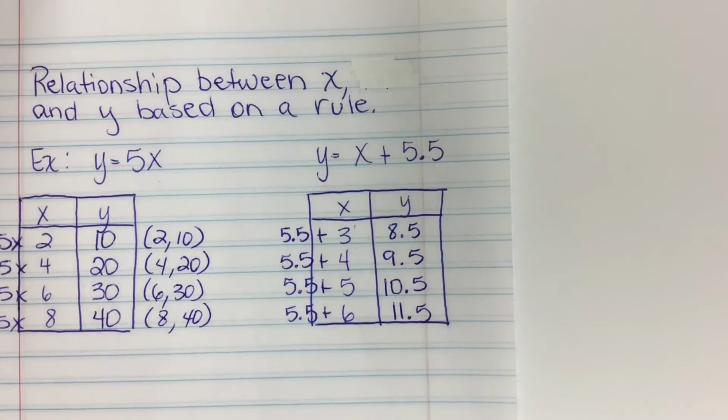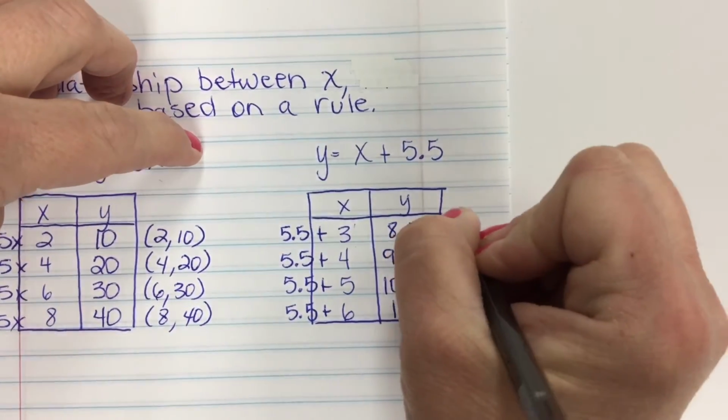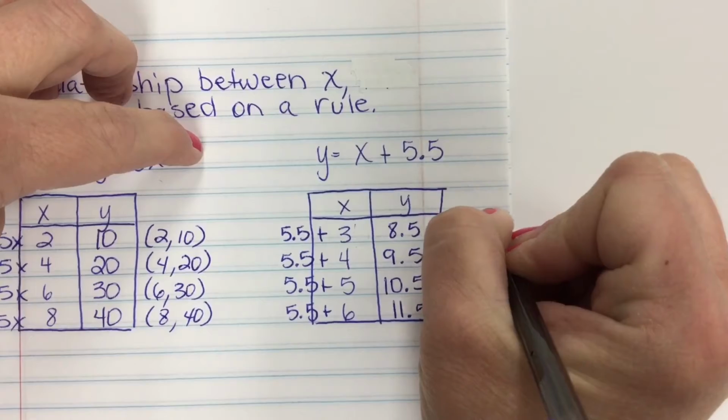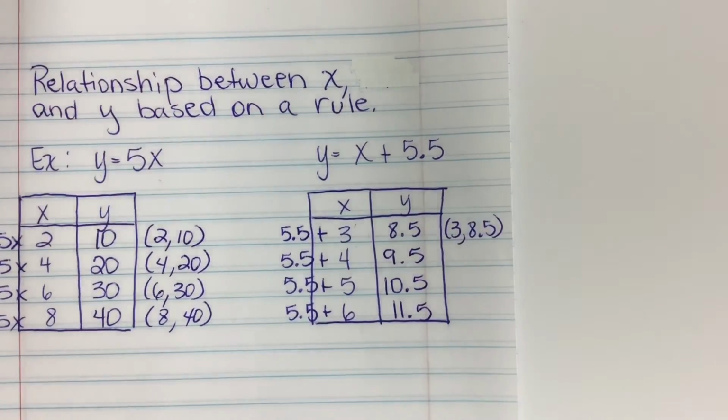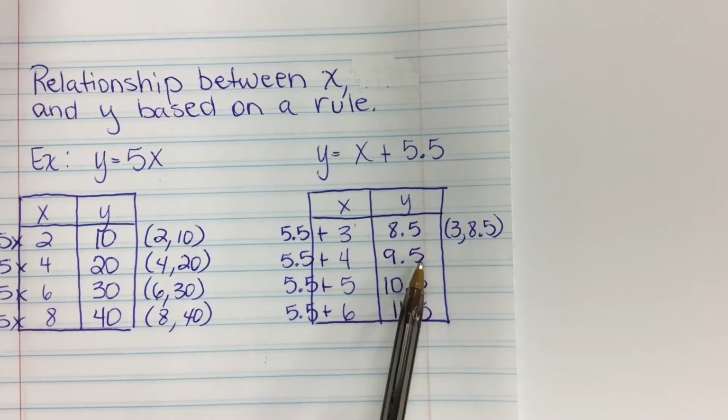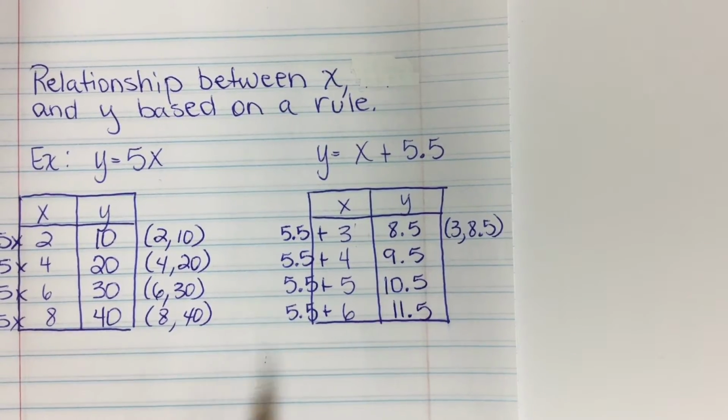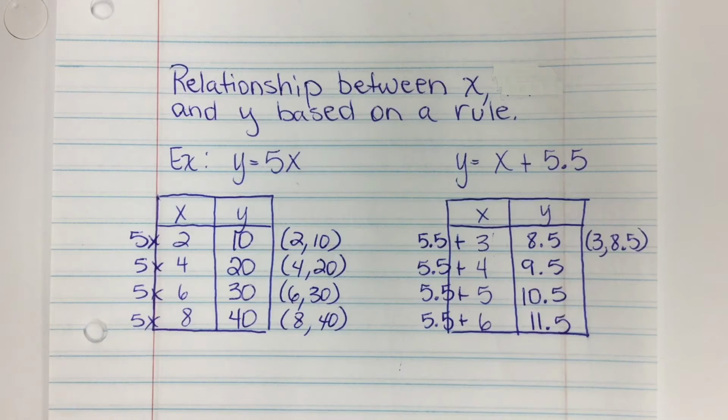5/10. So if you were writing ordered pairs, it would be 3, 8 5/10, or 8 1/2. The next one would be 4, 9 1/2, 5, 10 1/2, 6, 11 1/2. So you use the rule to answer your y.